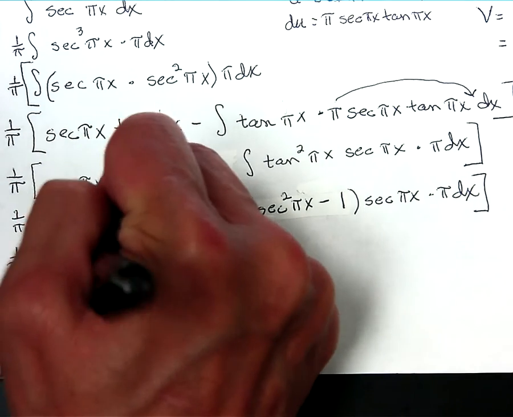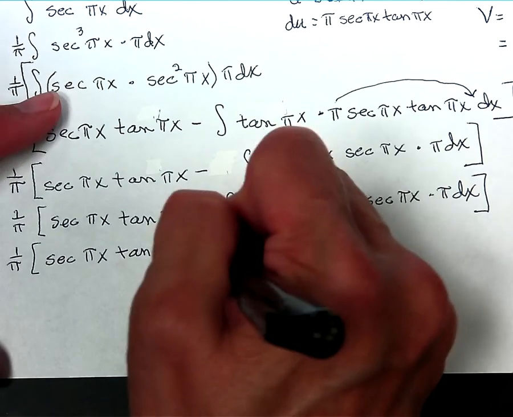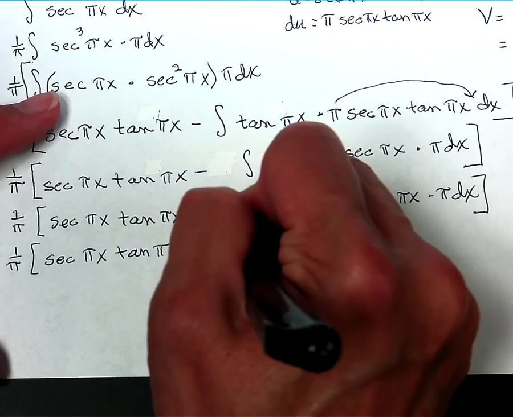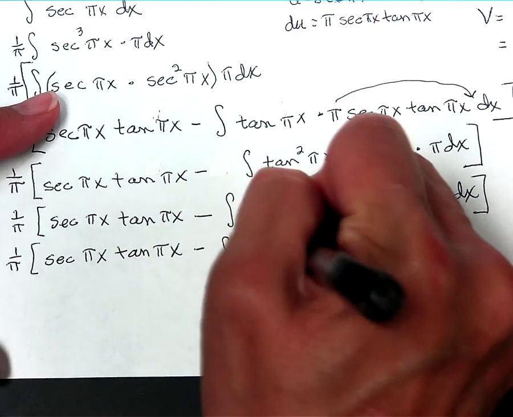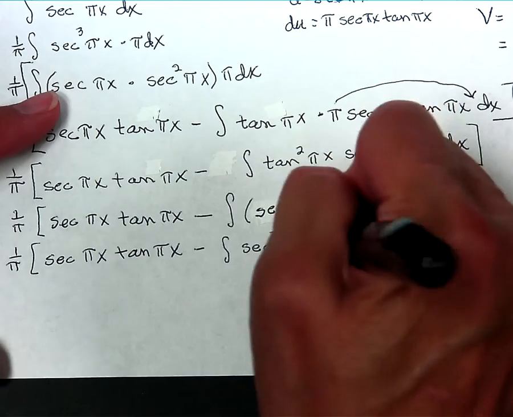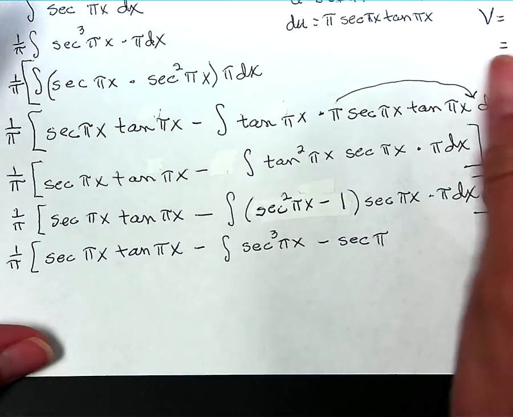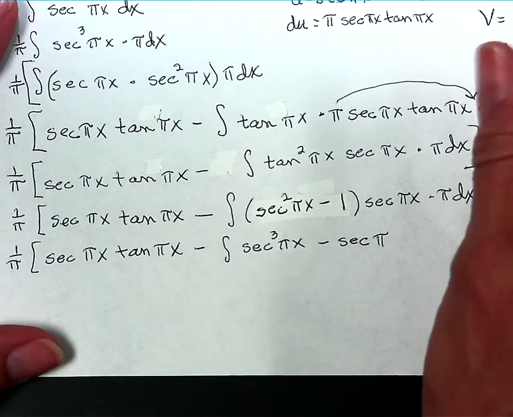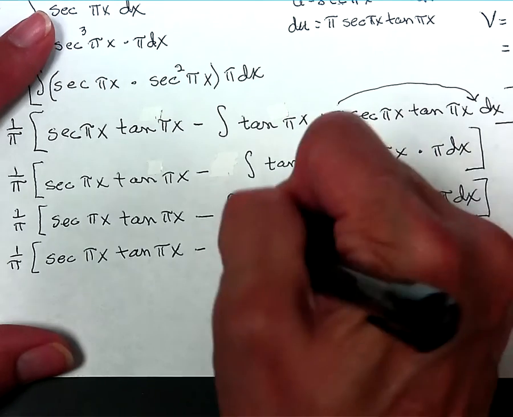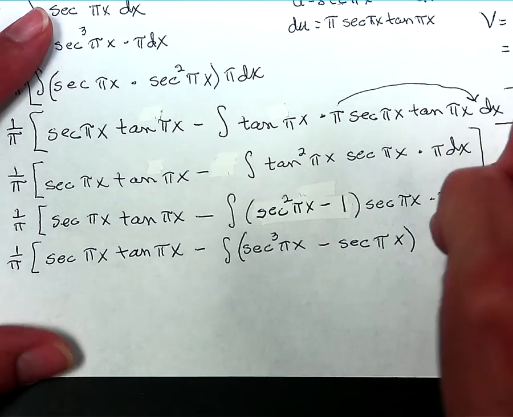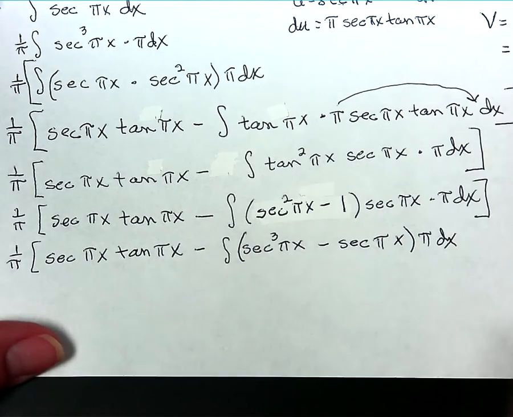You see, last night's homework was way harder than tonight's. So that would be secant cubed pi x minus secant pi x. Oh, holy cow, that's fixing to happen again. Okay, let me keep going. Secant pi x.